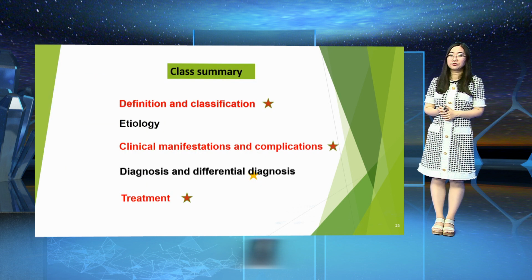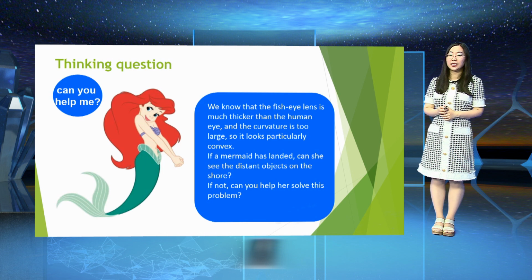Thinking question. We know that the mermaid's eye lens is much thicker than the human eye, and the curvature is too large, so it looks particularly convex. If a mermaid has landed, can she see distant objects on the shore? If not, can you help her solve this problem?